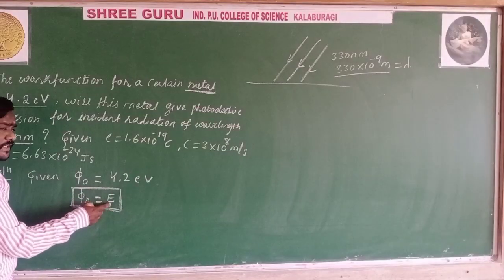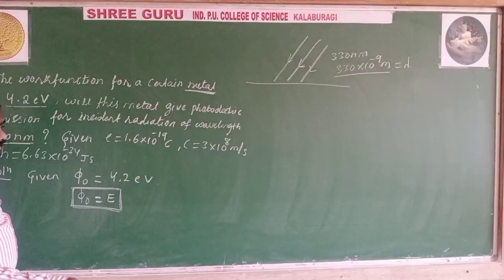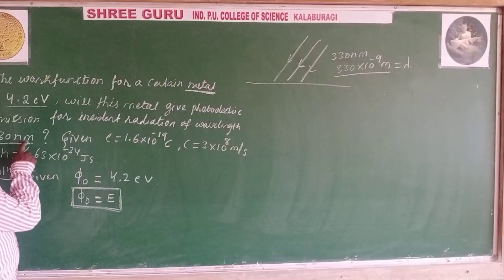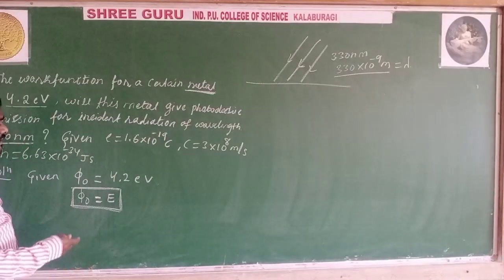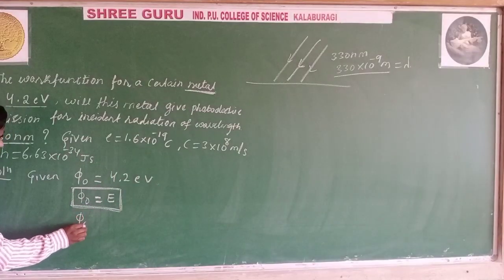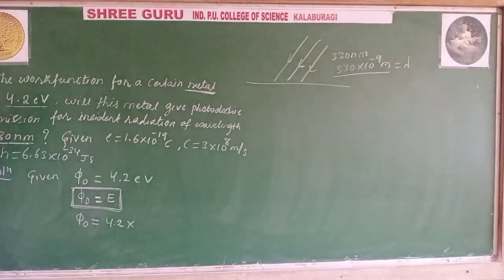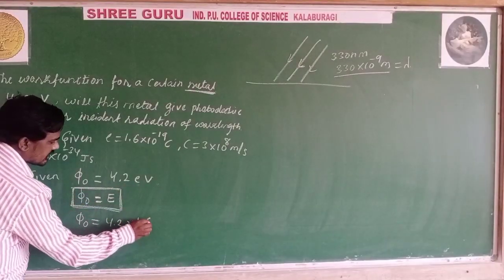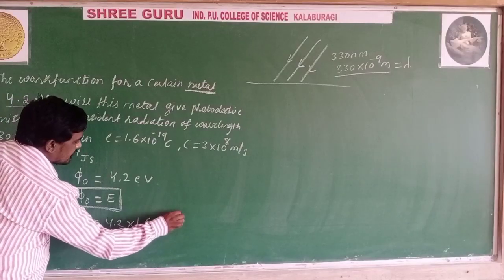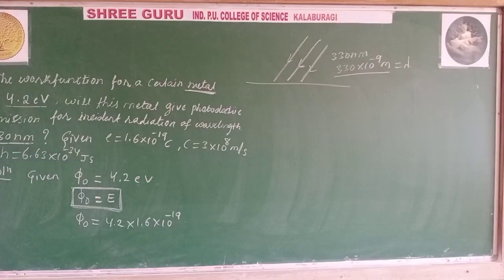Then what is the unit of energy? Joule or electron volt, we can consider either. But here they mentioned the wavelength in terms of meter, so we should convert the work function into joule. The work function phi naught is equal to 4.2 into the value of e, that is 1.6 into 10 raised to minus 19. Now we are converting in terms of joule.